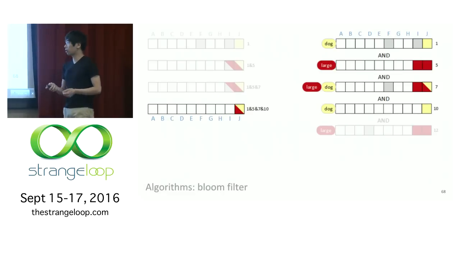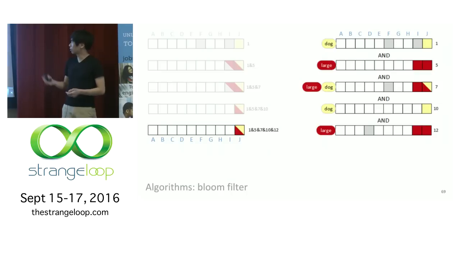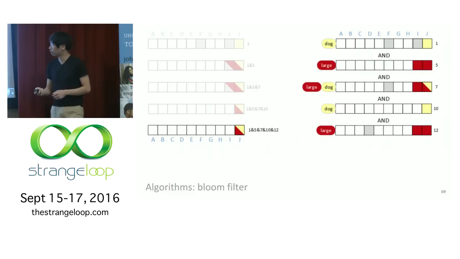If we AND in the next row, row 10, you notice bit I goes away. If we AND in the last row, we don't set any bits, because again, you can't set a bit using an AND. You can only clear a bit. So we conclude the document J has the terms large and dog. And none of the other 10 documents in this block have the terms large and dog. And again, each document here is a column.